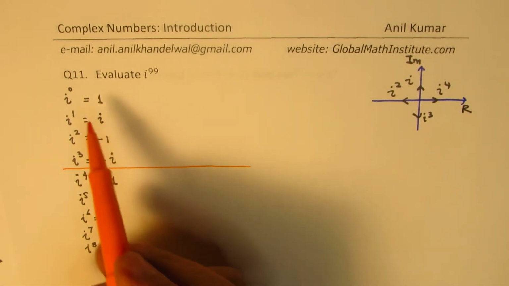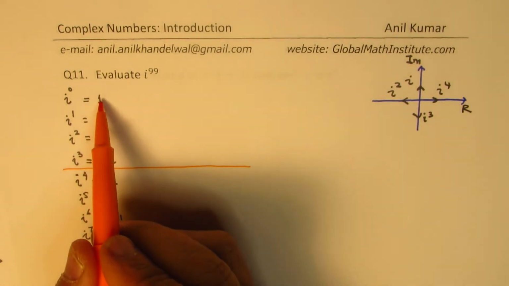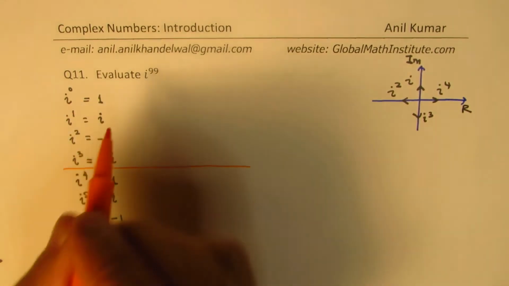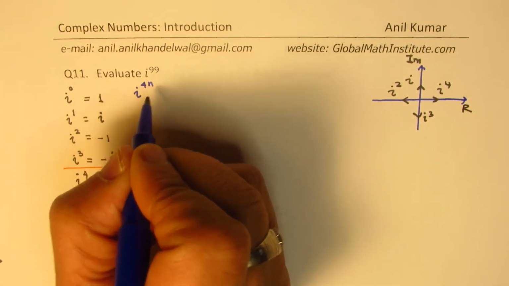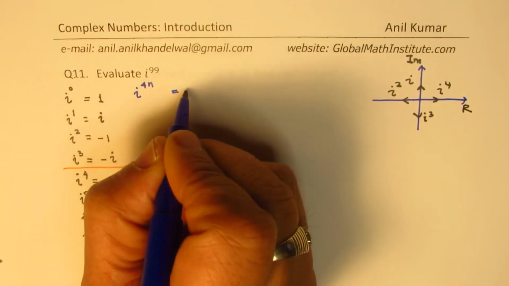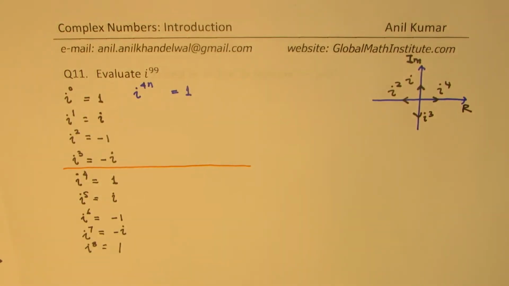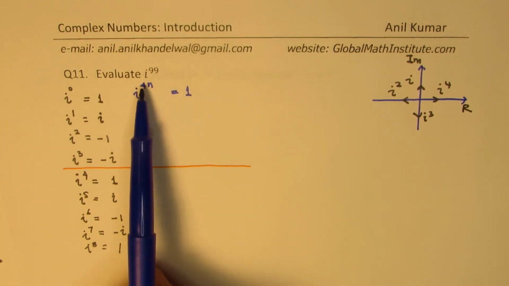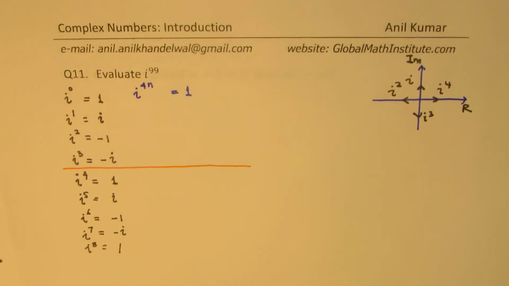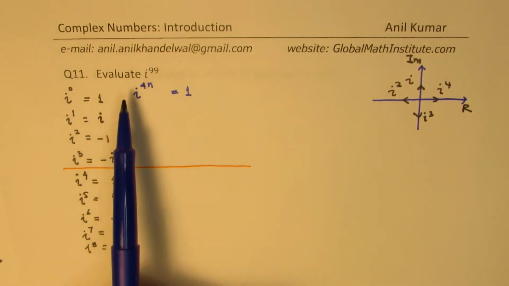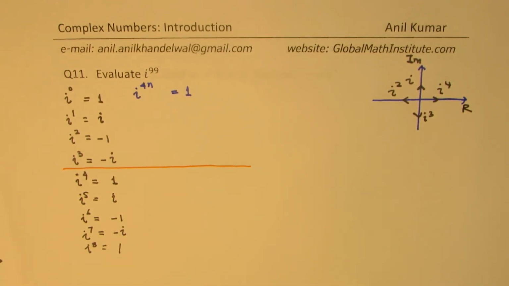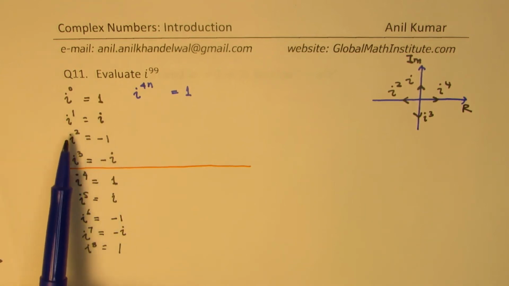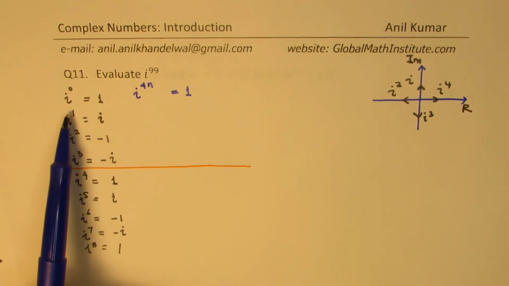The pattern to be noted here is that the number repeats. Do you see that? If it is a multiple of 4, then we get 1. So i to the power of 4n is equal to 1. You see the point. So, if it is a multiple of 4, you get 1 as your result. That is very important to understand. Now, we can always use this particular property to find our function. These are the remainders when you divide by 4.